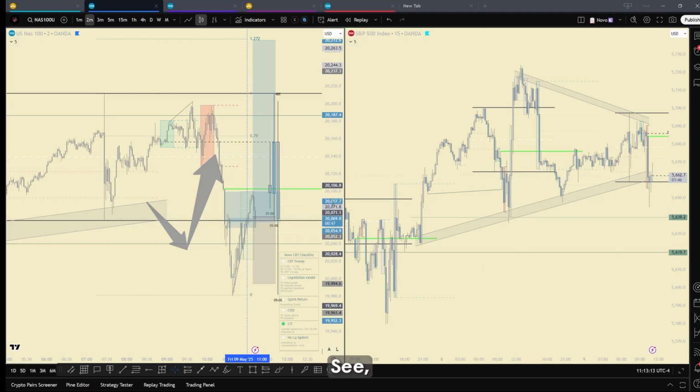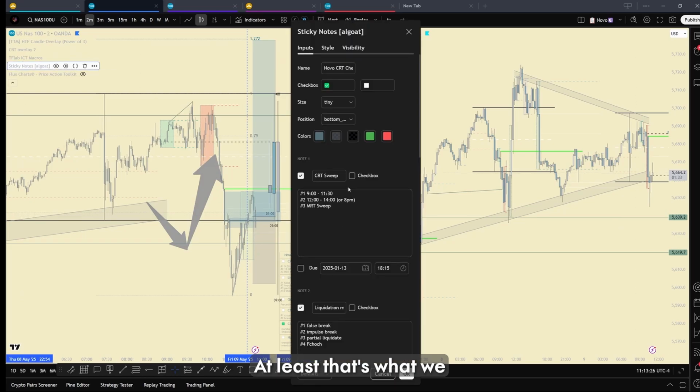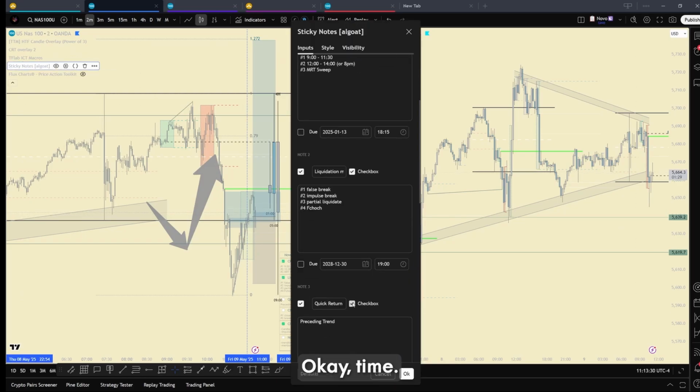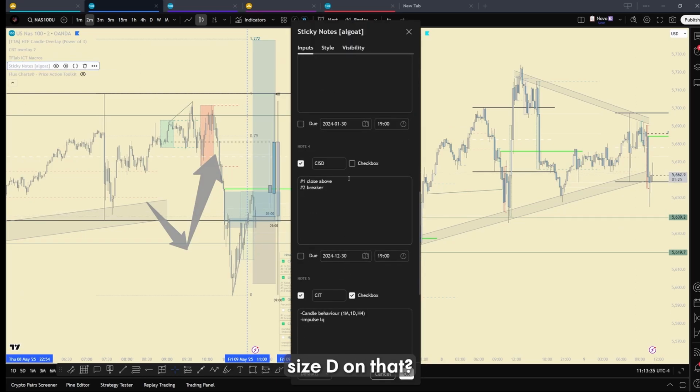See price to balance for you. So what do we have so far in terms of checklist? We have the CRT sweep, liquidation model, quick return, relative quick return, CISD. On that, yeah, we did close above. Let's see if we can hold this breaker block.